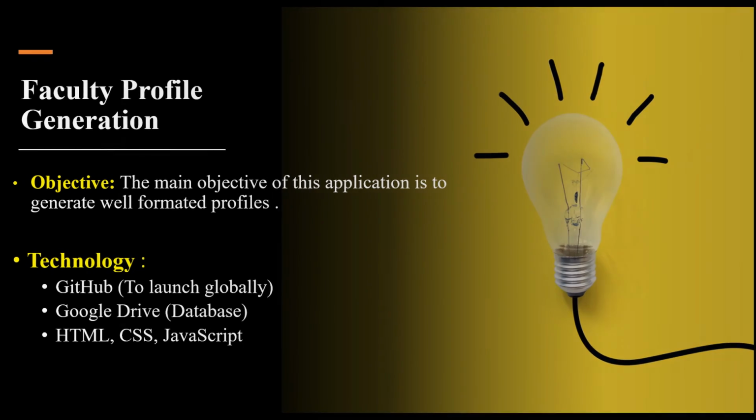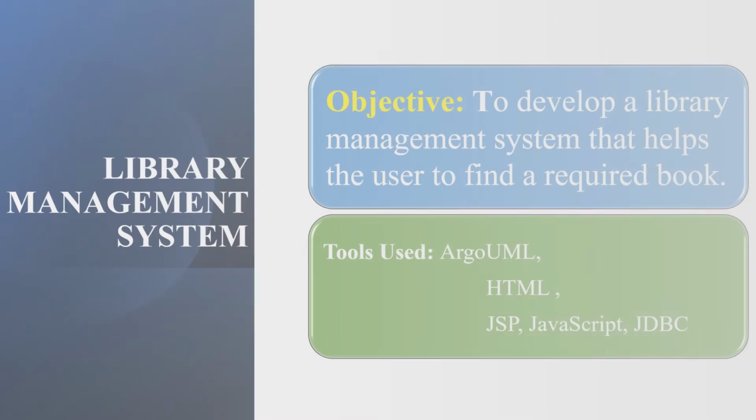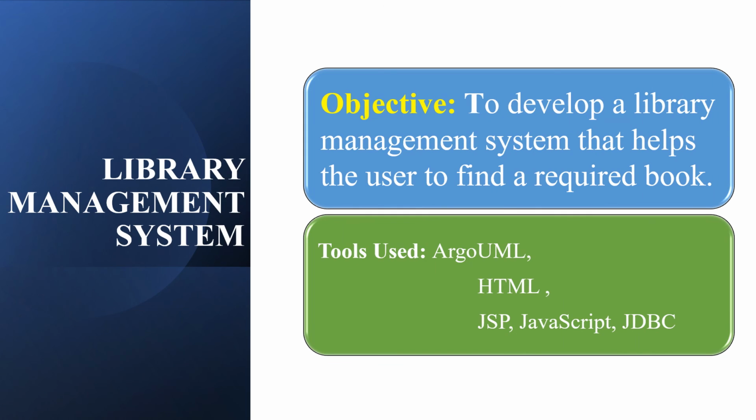Last but not least, library management system. The objective of this project is to develop a library management system that helps the user to find a required book. The tools used are ArgoUML, HTML, JSP, JavaScript, and JDBC.